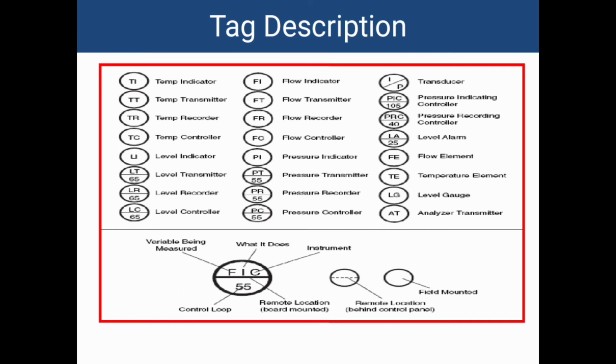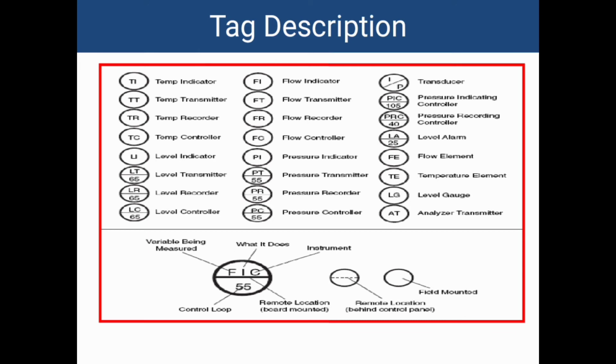For every equipment, every instrument, every pipeline, there will be an identification tag. So if this identification tag is FIC, FIC 55, F is the flow variable. If it is F, it is flow. If it is T, temperature. P means pressure. Then I is the indicator, which is the purpose of the instrument. And C is the controlling instrument. FIC means flow indicator controller.